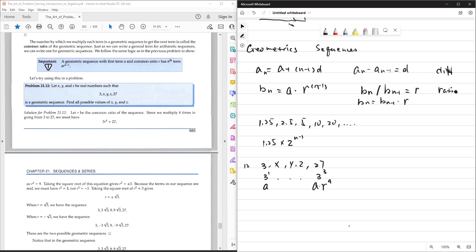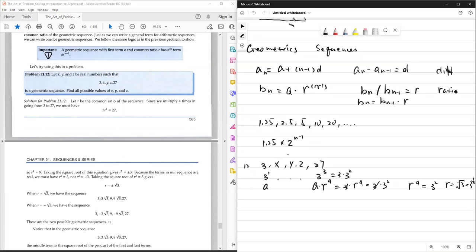All right. And this is 3 multiplied by 3 squared. Okay, so we have A equals 3. So that means this is 3 multiplied by R to the fourth equals 3 multiplied by 3 squared. 3 cancels out. R to the fourth equals 3 squared. R equals the square root of 3, or 3 to the 1/2 power. Okay.